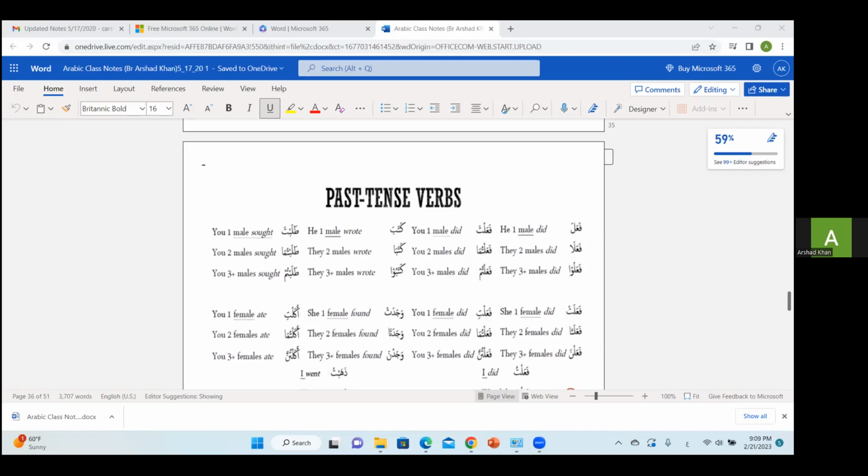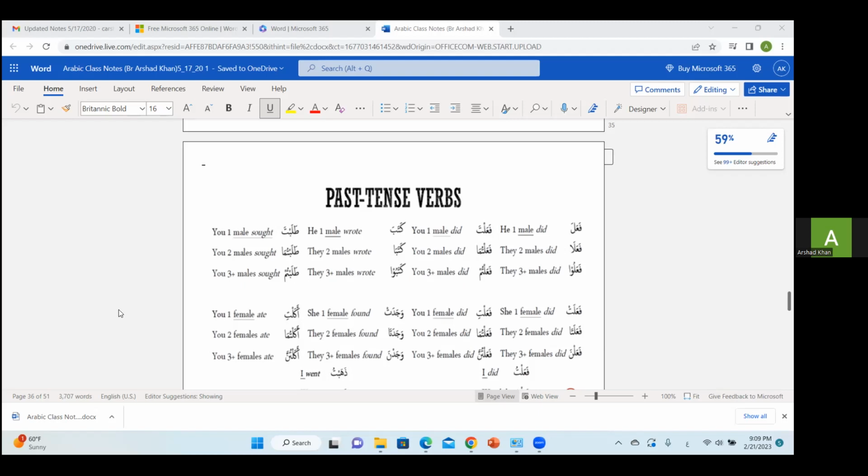And if two people wrote, you will say katabā. There'll be fatha on all the letters. Kaf has a fatha, ta has a fatha, and ba has a fatha because there's an alif. That is two people wrote. For more than two, you'll say katabū. I'm not used to typing with harakat, so bear with me with vowels. Katabū is basically they wrote.